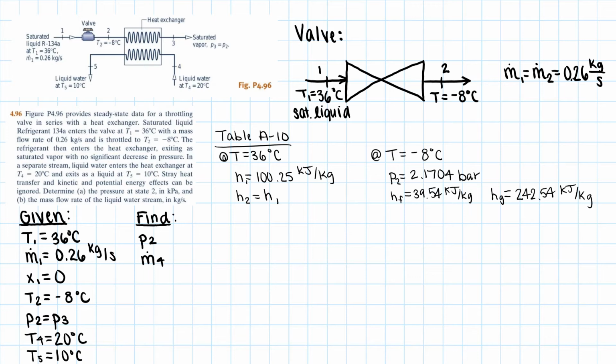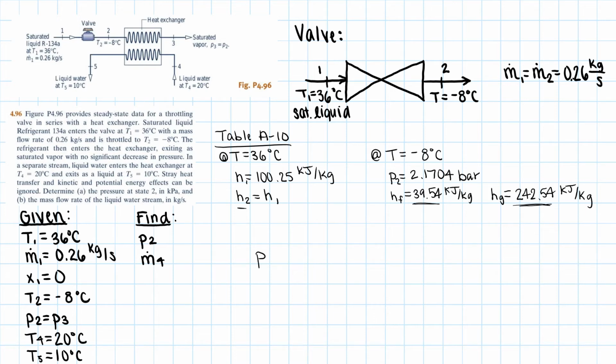So we know that the pressure at state 2 is equal to the saturation pressure at that temperature because the enthalpy value that we got at state 2, which was 100 kilojoules per kilogram, is in between your HF and HG values, which were 39 and 242. So you know that this point is going to be under the vapor dome, so the pressure will just be equal to the saturation pressure at T equals negative 8.